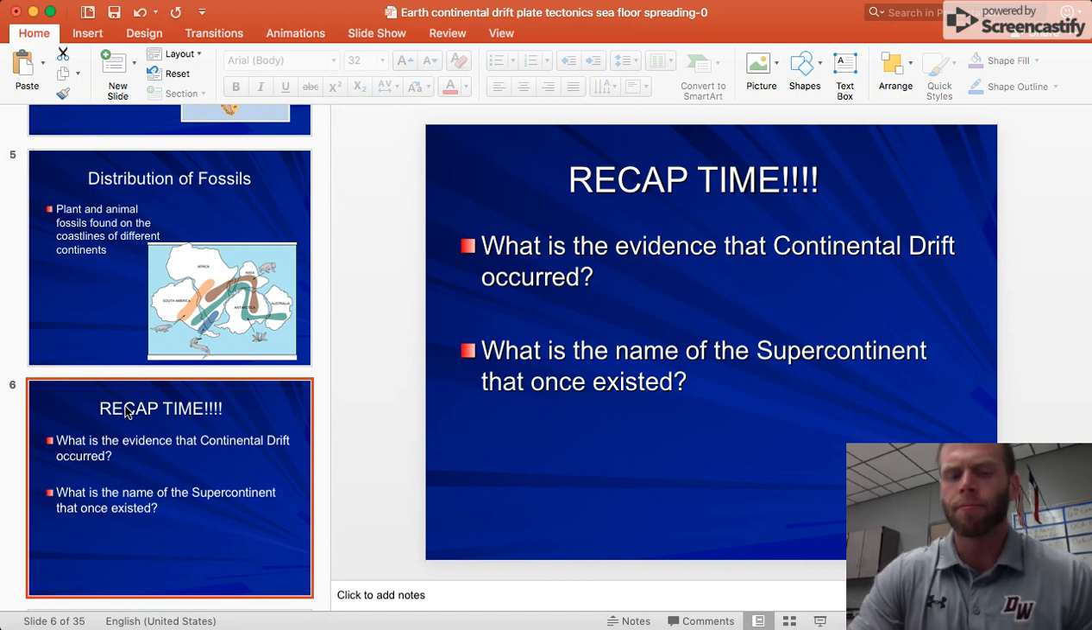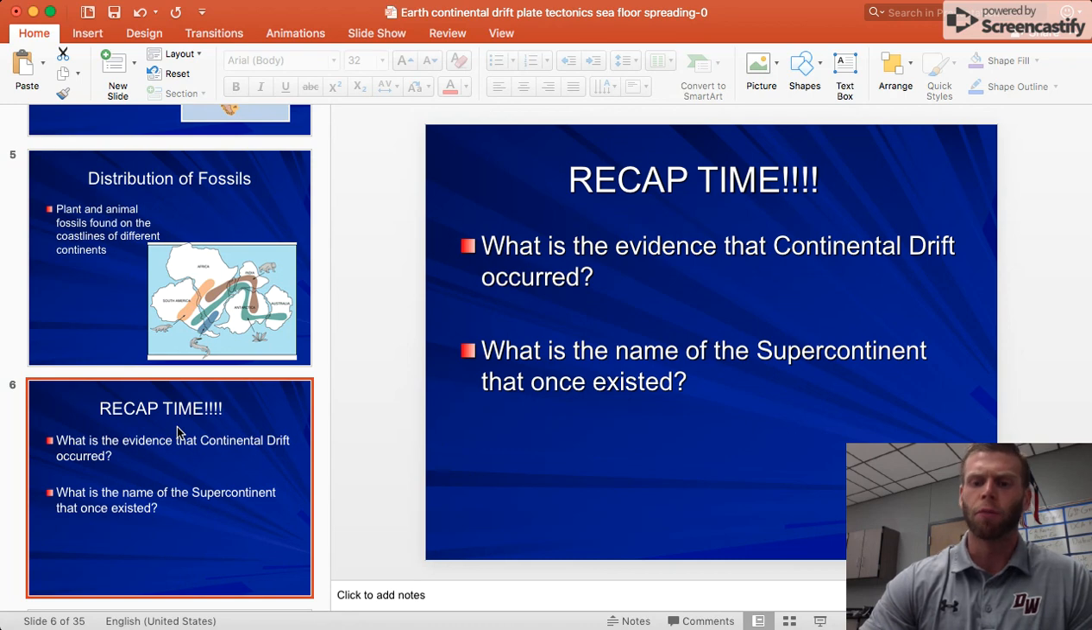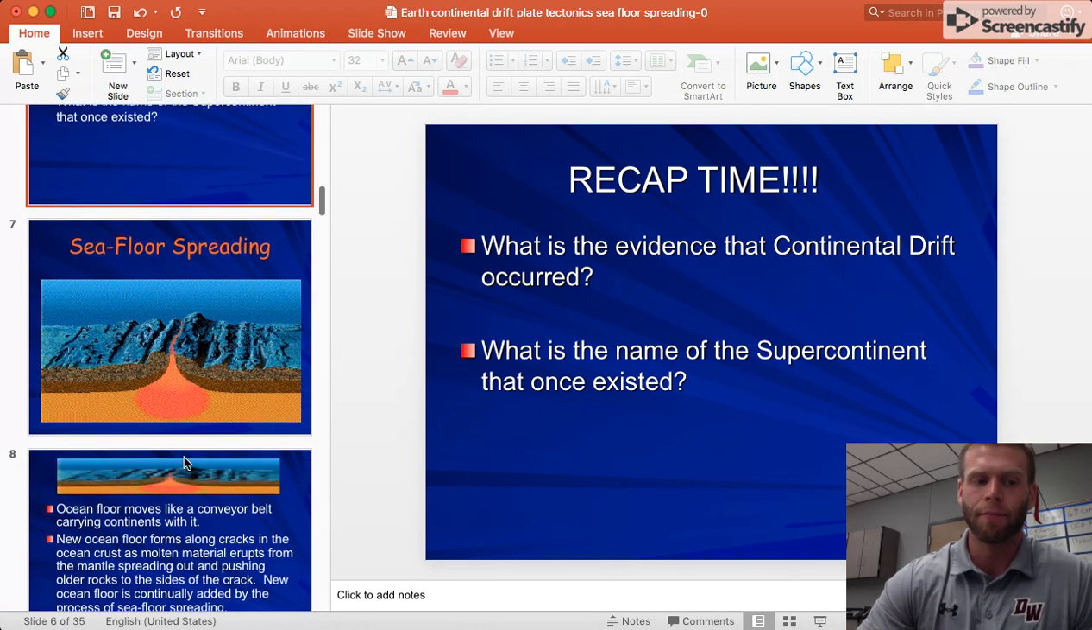Recap time. What is the evidence that continental drift occurred? And then what is the name of the supercontinent that once existed?